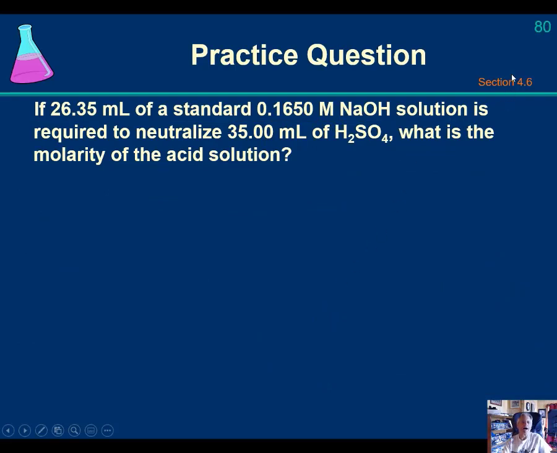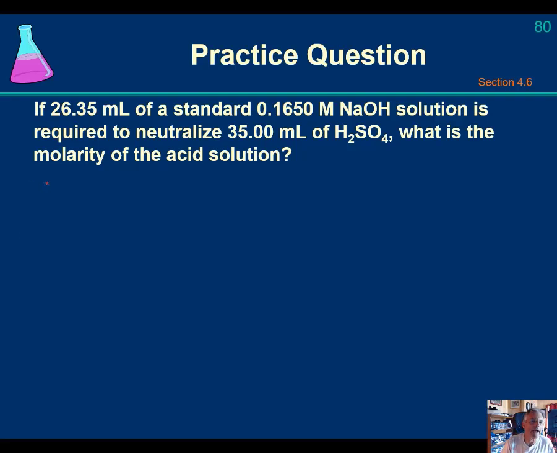So here we have 26.35 milliliters of standard sodium hydroxide, which is 0.1650 molar. We know that concentration. And it's required to neutralize 35 milliliters of H2SO4. What is the molarity of the acid solution? So this is a more typical titration problem. We're looking for an unknown concentration.